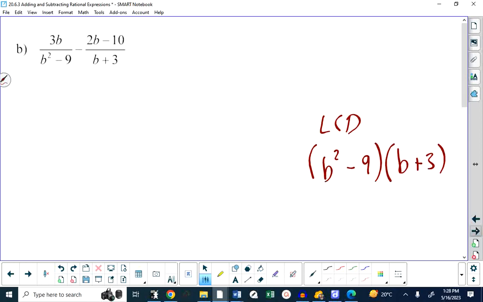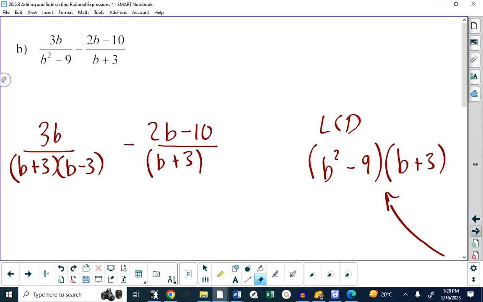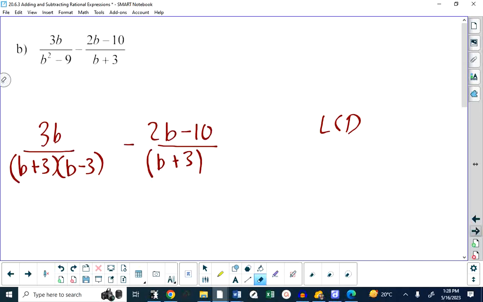This is 3b over b plus 3, b minus 3, minus 2b minus 10 over b plus 3. How many of you, when I said, why is this flawed, were thinking because the b plus 3 is already in the b squared minus 9? It's another way to look at it. So you cannot start talking about a lowest common denominator until you see things in factored form.